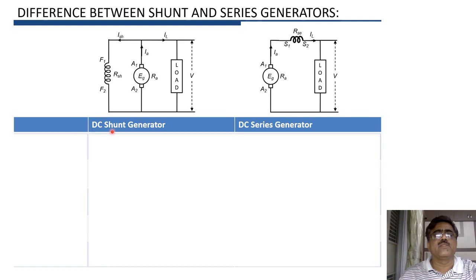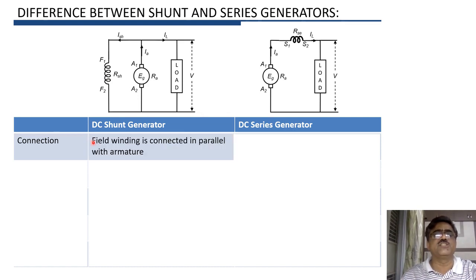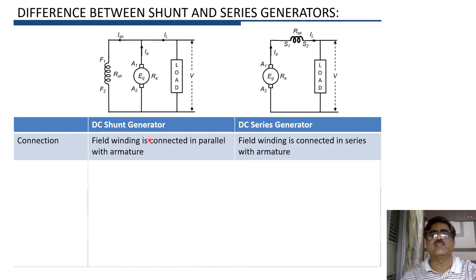We have seen that there are two types of self-excited generators, DC shunt and DC series. Now we will see what is the difference between shunt and series field winding. So regarding connection, you know that in case of DC shunt generator, field winding is connected in parallel with armature, whereas in case of DC series generator, field winding is connected in series with armature.